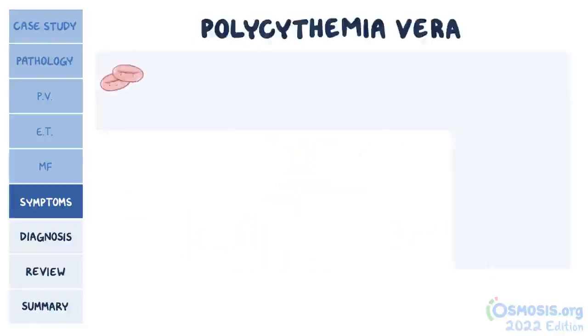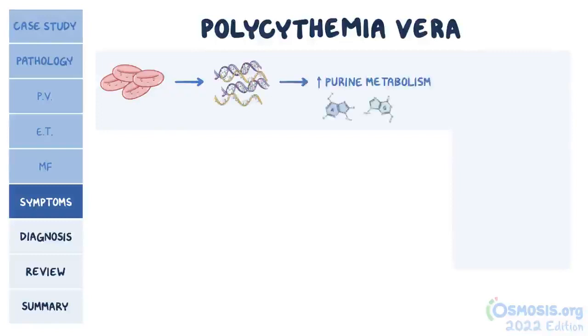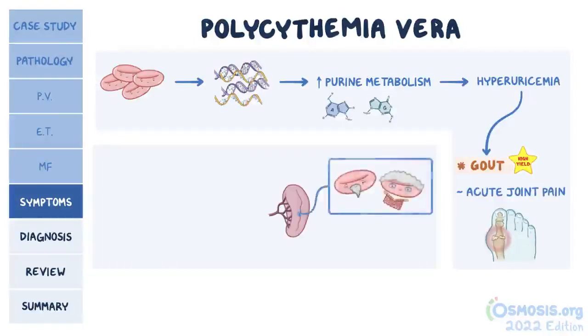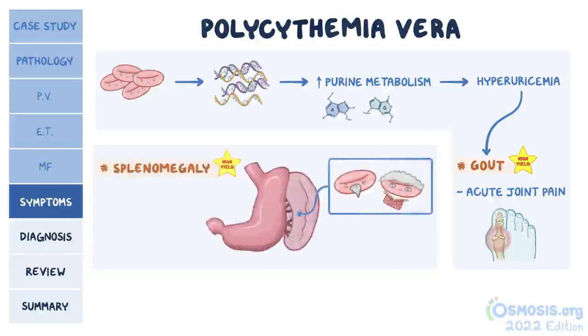More red blood cell proliferation means more DNA and RNA synthesis, which results in more purine metabolism. Purines are metabolized into uric acid, and this increased metabolism can result in hyperuricemia, which can potentially cause gout. Gout usually presents with acute joint pain, particularly in the big toe. The spleen, which is a bit like a nursing home for old red blood cells, starts to get really filled up, resulting in splenomegaly. The enlarged spleen can push against the nearby stomach wall, causing early satiety and eventual weight loss.